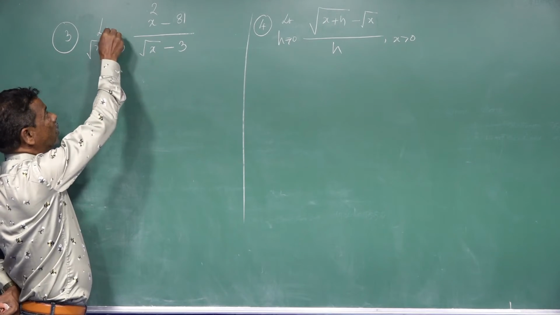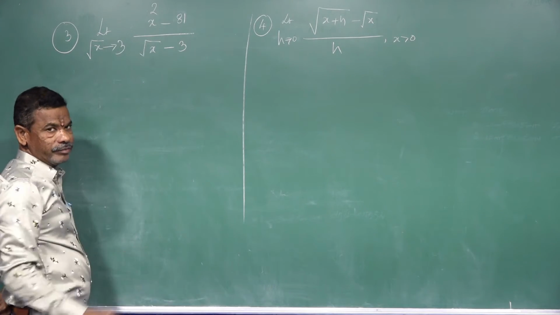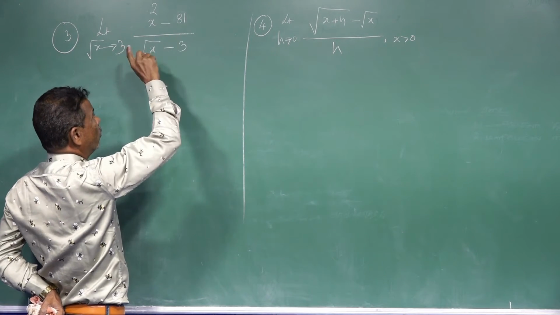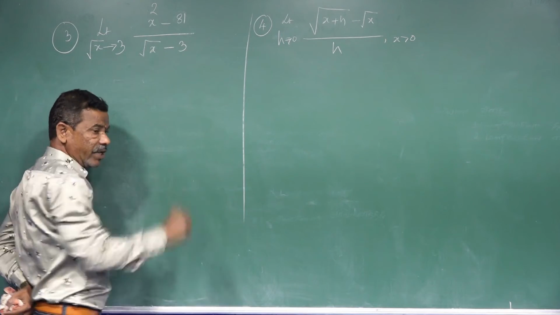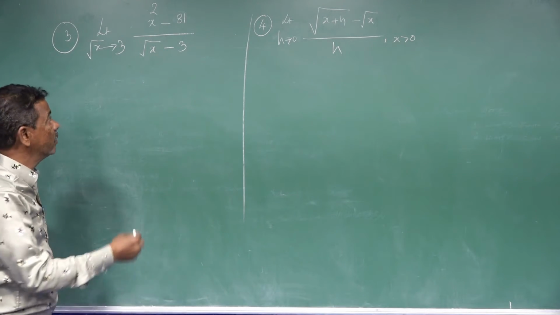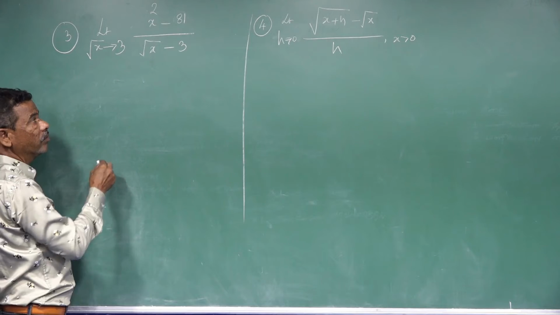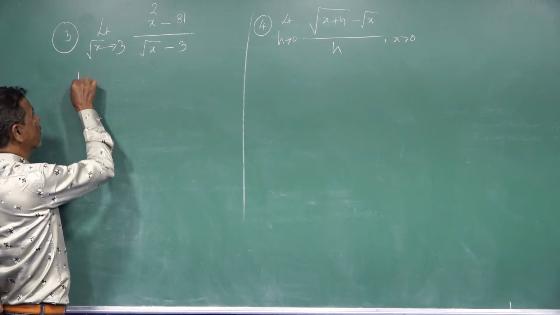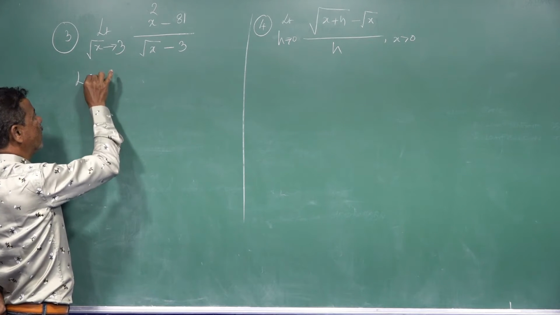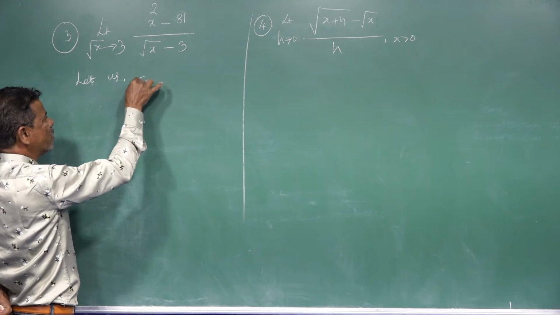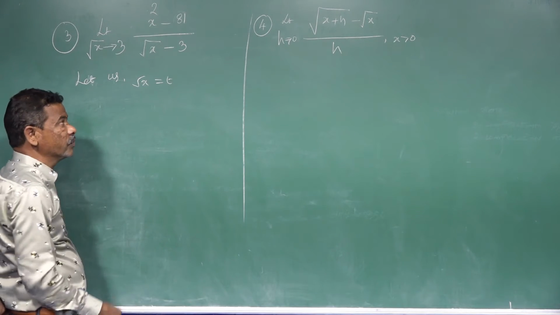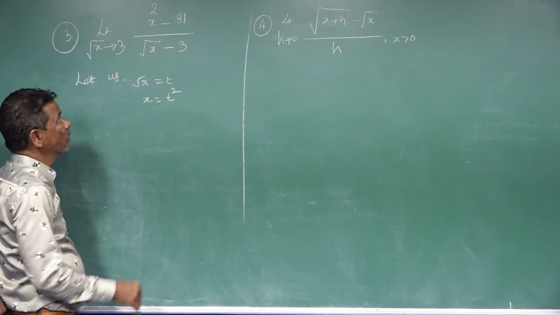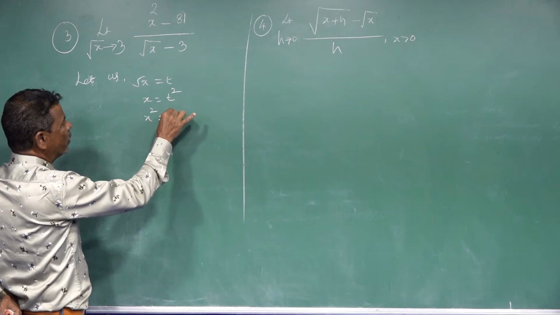Here, third problem: limit x tends to 3, (x square minus 81) by (under root of x minus 3) is given. Find the limit. So here root x is given, but here not root x. Let root x is equal to t. Then x value is t square, and x square value is t to the power of 4.